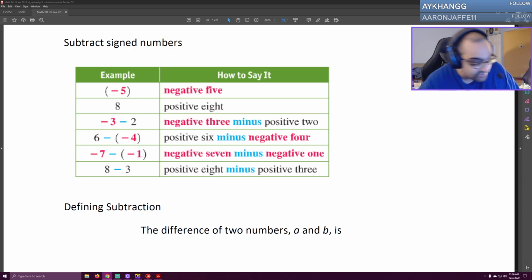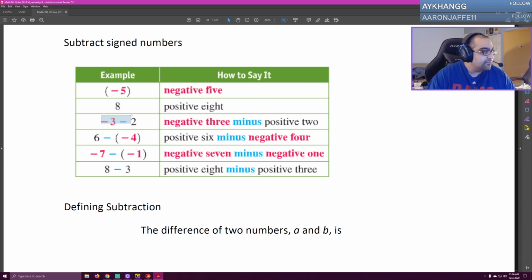Now, to start here, of course, you can read these out appropriately in terms of subtraction. So you can say, like, -3 minus +2, for example, or 6 minus -4, or -7 minus -1, or 8 minus +3. Regardless of whatever you say here, that's how you would say it out loud. Now, the question really comes down to this: how do we subtract two signed numbers from each other? So once again, just like addition, we're actually going to have two cases here one more time.